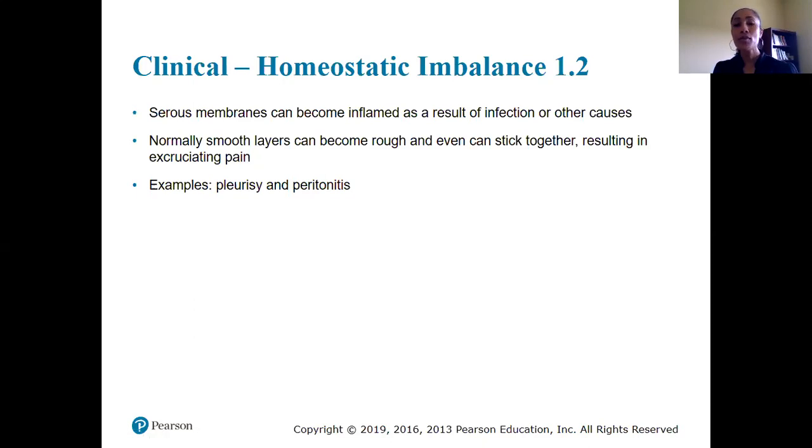So if you think of pleurisy, peritonitis, or other inflammatory conditions associated with the heart, the lungs, our abdominopelvic cavity, those conditions can be caused by the serous membranes becoming inflamed. And imagine if they stick together, you're not going to have that fluid flowing between them that's going to be reducing friction, and that could also inhibit the function of that organ as well.